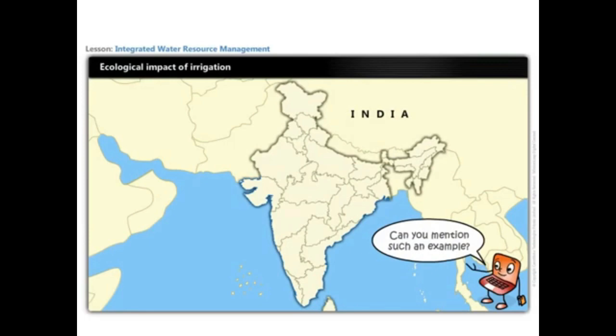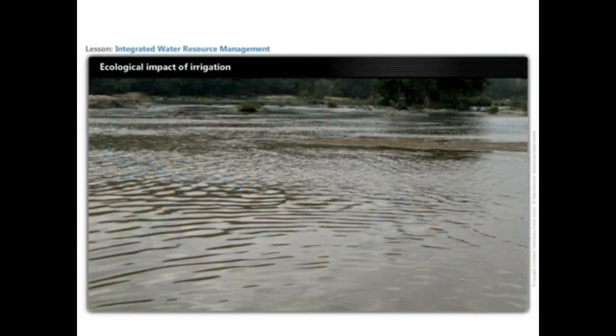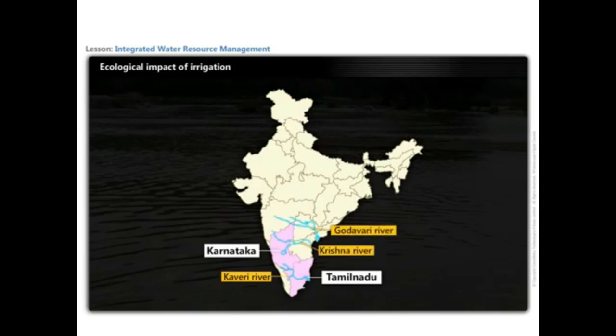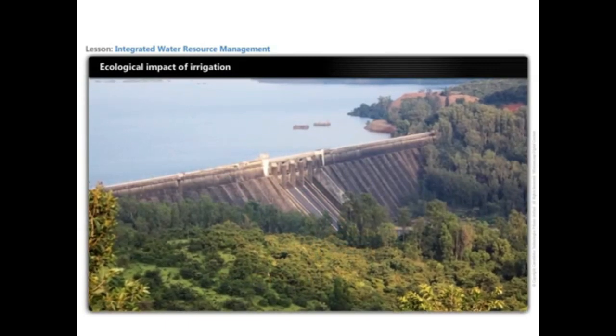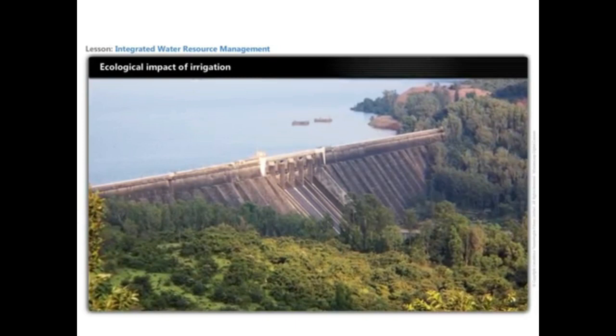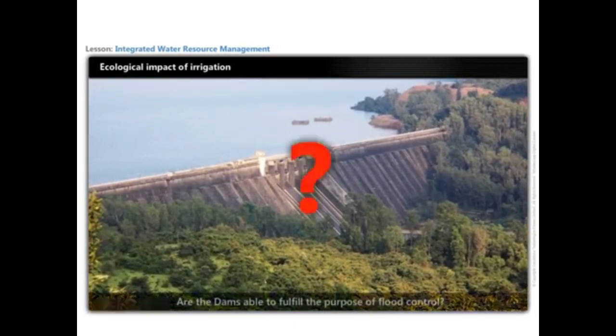Can you mention such an example? The age-old water dispute between the state of Karnataka and Tamil Nadu over Kaveri water is known to everyone. Even the Krishna-Godavari dispute among Maharashtra, Karnataka and Andhra Pradesh is raised regarding the diversion of more water at Koyna by Maharashtra government for a multipurpose project which would reduce downstream flow.